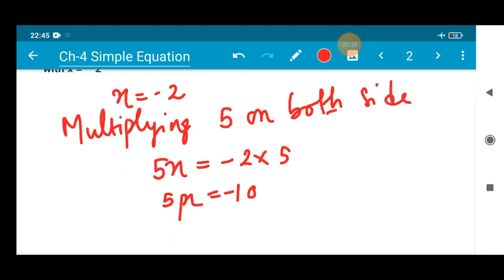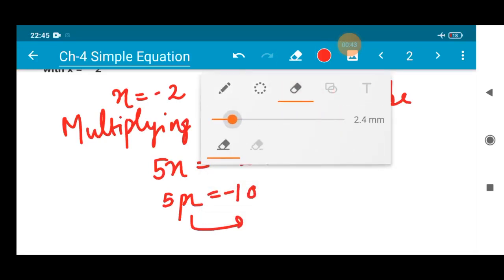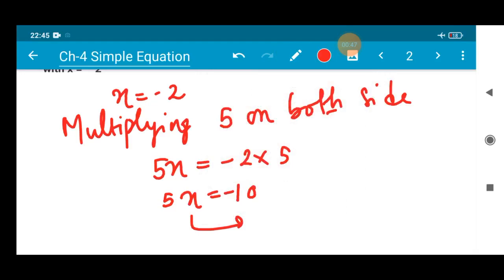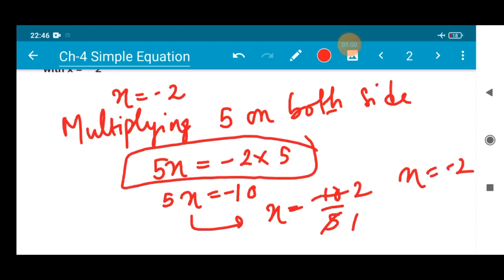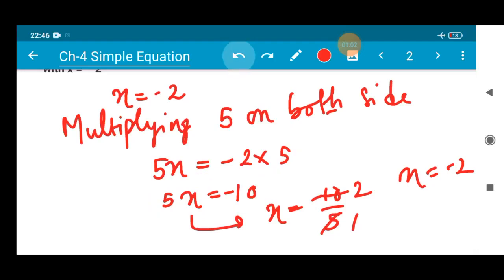So from here, if I want to find the value of x, what will I be getting? I'll be getting minus 2 only, right? So even the value of x cannot be 2, it should be minus 2 only. So if I try to find the value, x is equal to minus 10 by 5. So 5 1s are 5, 5 2s are 10. So hence you are getting minus 2. That means this equation is fine. This equation is perfect, right?